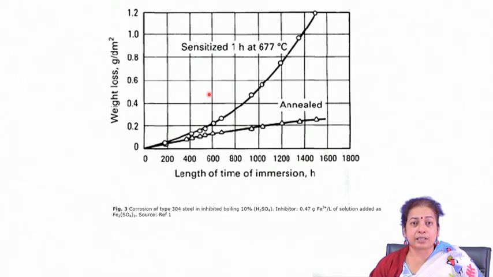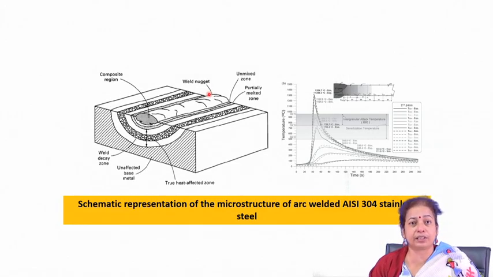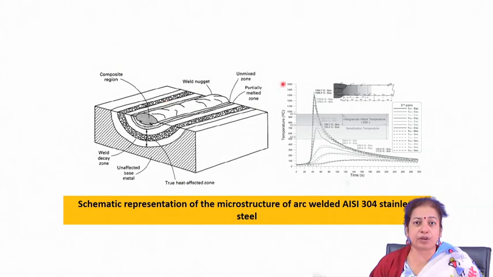So, when AISI 304 stainless steel is subjected to arc welding, you will find that in the heat affected zone there is chromium carbide precipitation, because of the thermal history of this stainless steel which has undergone arc welding. Along the welded region the cooling rate is very fast, so it does not pass through the chromium carbide precipitation region.